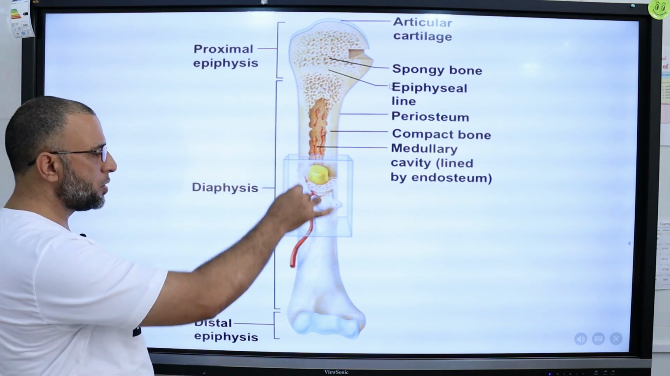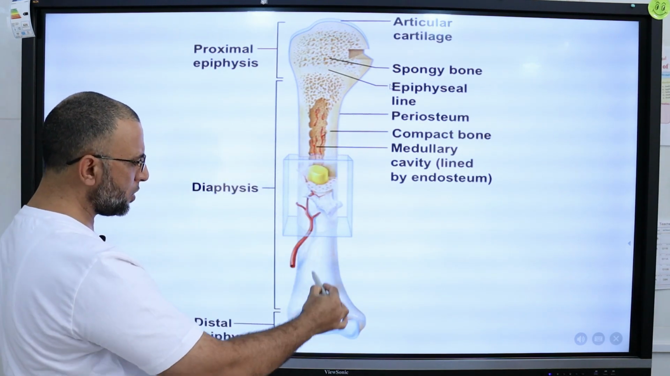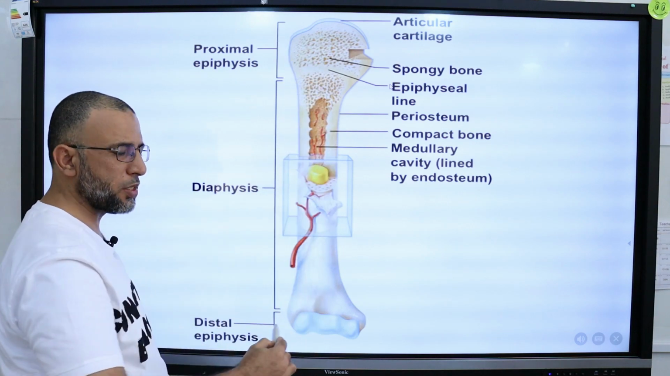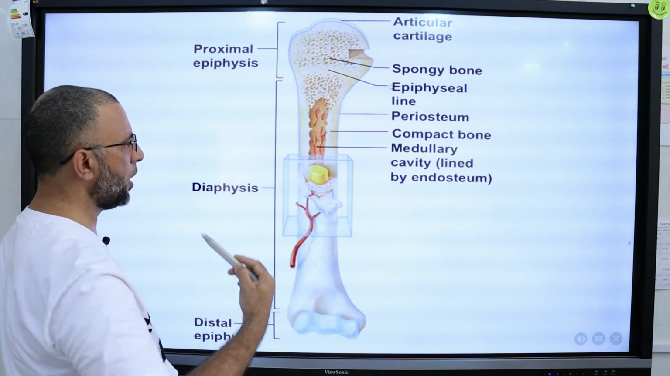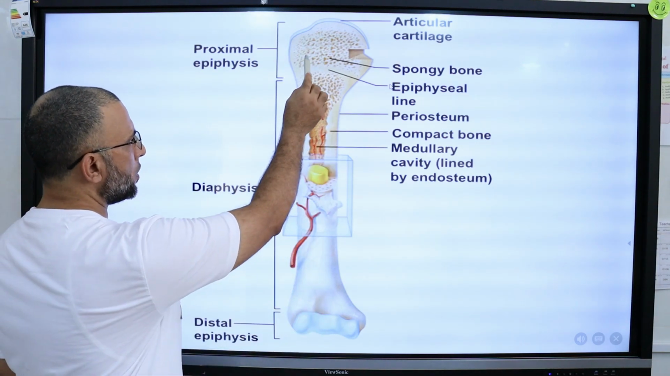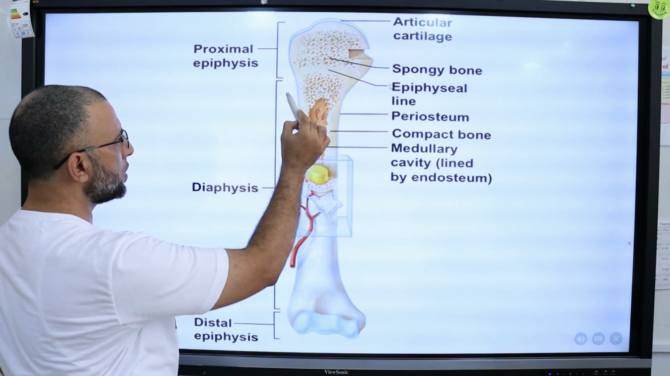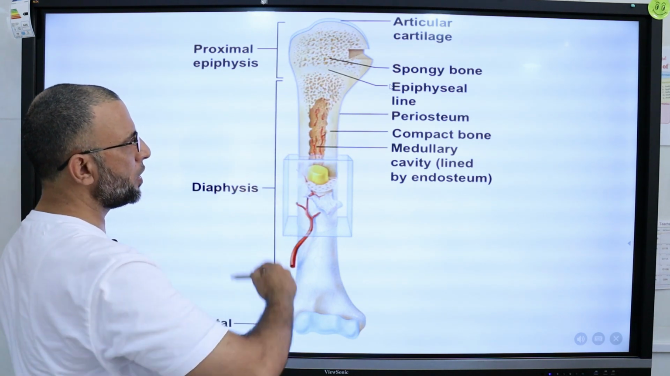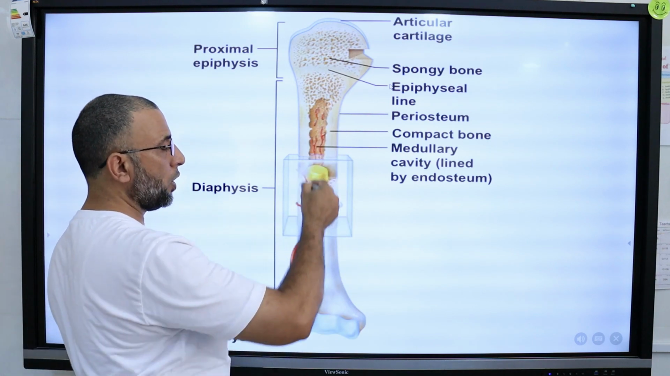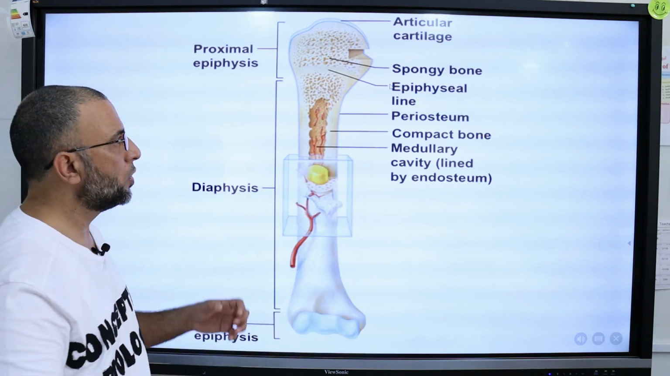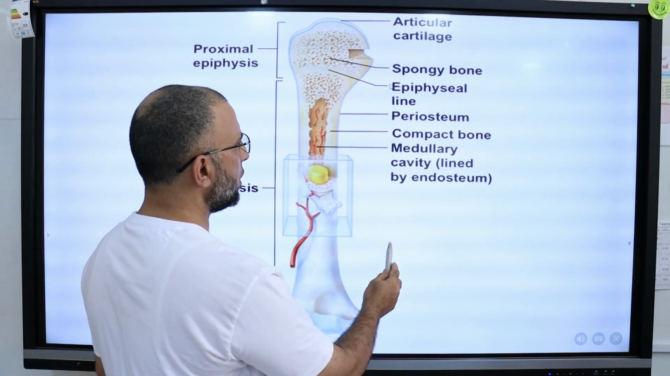So, this is the long bone, and here is the diaphysis. The expanded regions present at the ends of the long bone are called the epiphysis, and at the junction of the epiphysis and diaphysis, this region is called the metaphysis. When the bone stops its growth, it becomes the epiphyseal line.